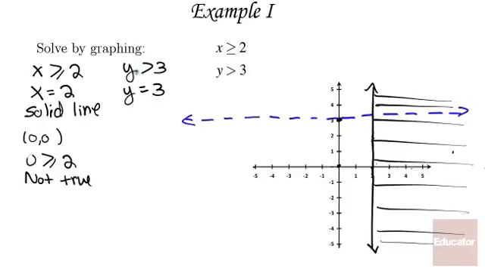Again, I could either just go back and say, all right, this is y is greater than 3, so those points would be up here, or I can always use my test point, 0, 0, and say 0 is greater than 3. That is not true. So I know this is not part of the solution set, so I need to go up here.